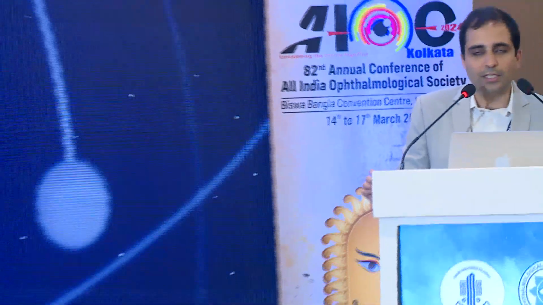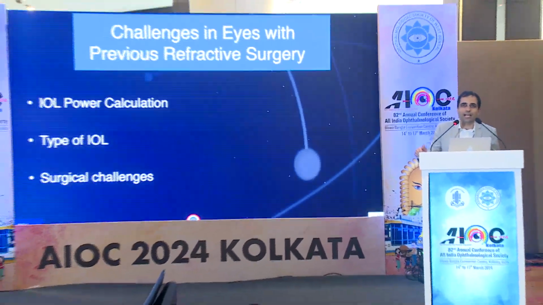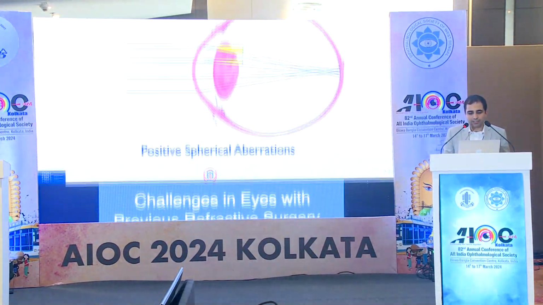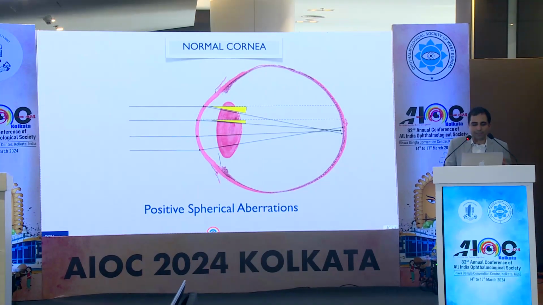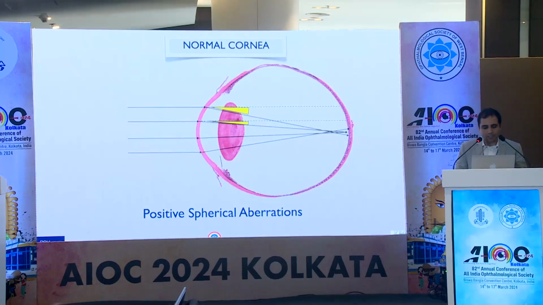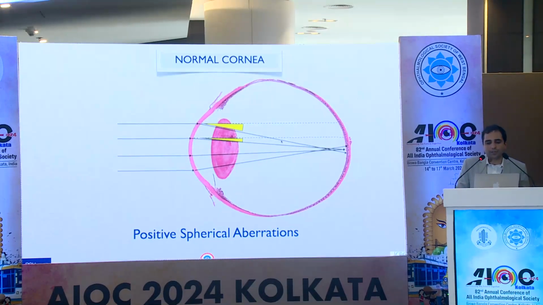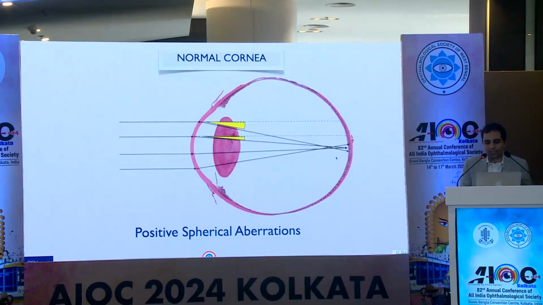The challenges that we face in eyes with previous refractive surgery: most important is IOL power calculation, second is the type of IOL, and third are of course the surgical challenges. To understand some of the basics of why they are different, in a normal cornea we all have positive spherical aberrations, which means that the rays at the periphery bend more than the rays at the center.